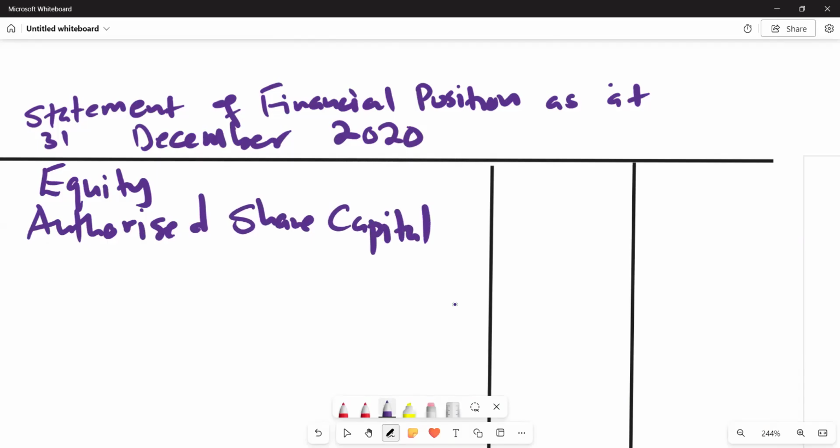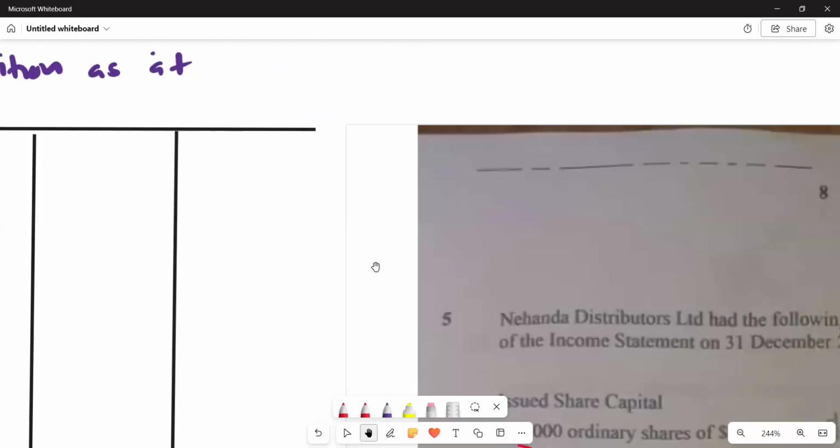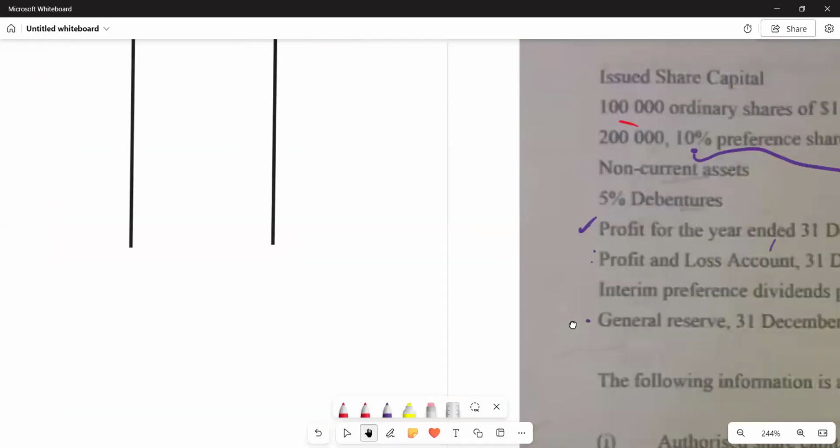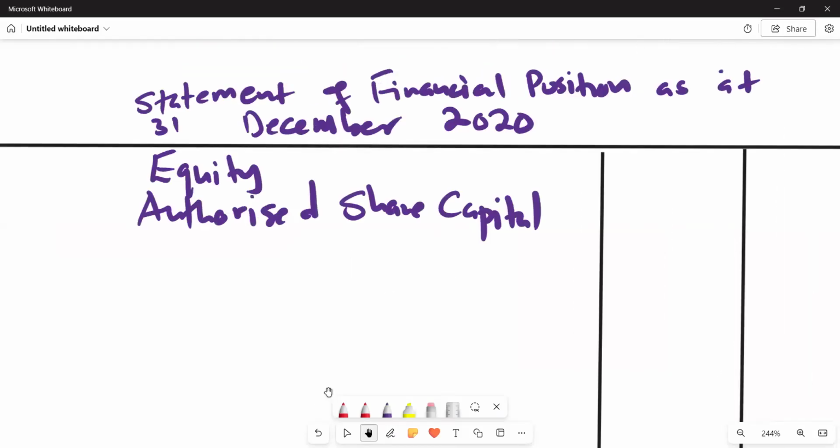So for authorized share capital, we check in the question what are the elements of that authorized share capital. Obviously, we are given that in the additional information. Authorized share capital, we have it here. It's saying 150,000 ordinary shares of $1 each worth 150,000. So we start with that one. So we are saying 150,000 ordinary shares of $1 each.